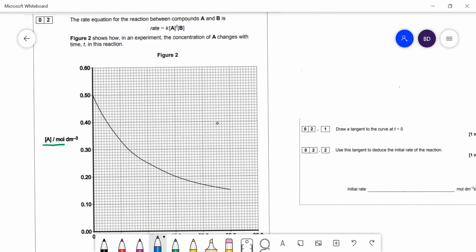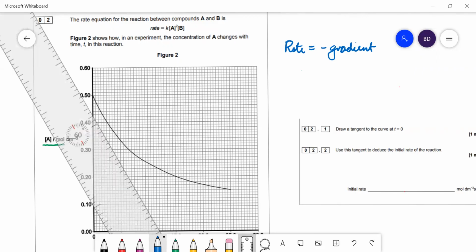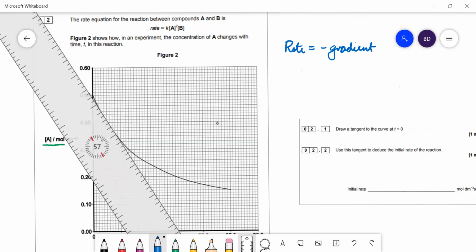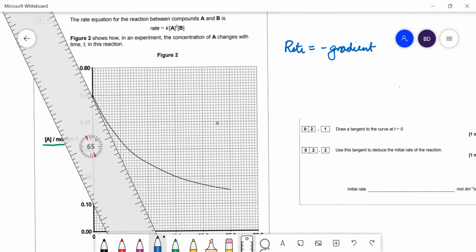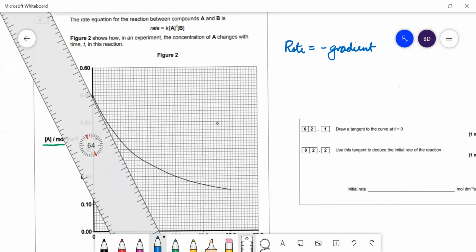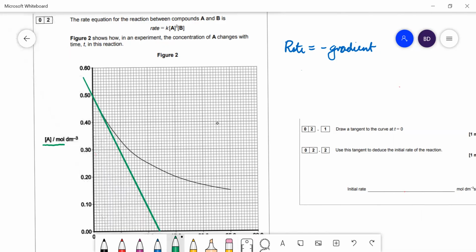And what does the gradient of this line give us? Well, the rate of reaction in this case is actually equal to the negative gradient. Okay, and it's going to ask us to draw a tangent at time 0. The initial rate is what it's going to make us find. So if I draw a line, and if you look in the mark scheme, they're pretty generous about where exactly you draw that. They're not too strict, as long as it's reasonably in the right place. So there's my tangent. So get a mark for that.